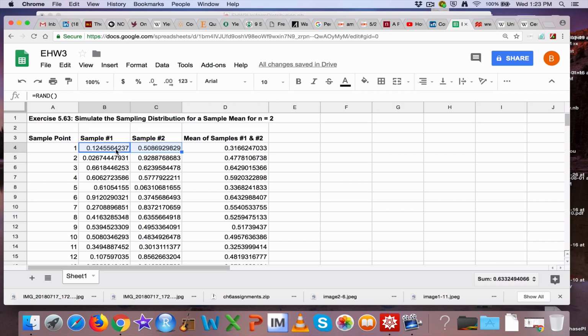Okay, now we can think of it a different way. We can think of this as a sample of size 2, and this is the corresponding mean. This is another sample of size 2, and here's the corresponding mean. Here's another sample of size 2, and here's the corresponding mean. We are thinking of it differently now.